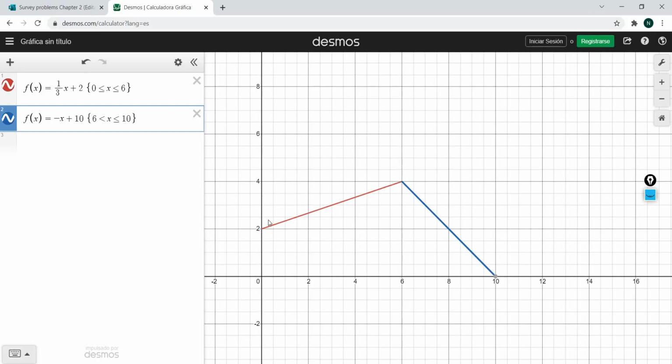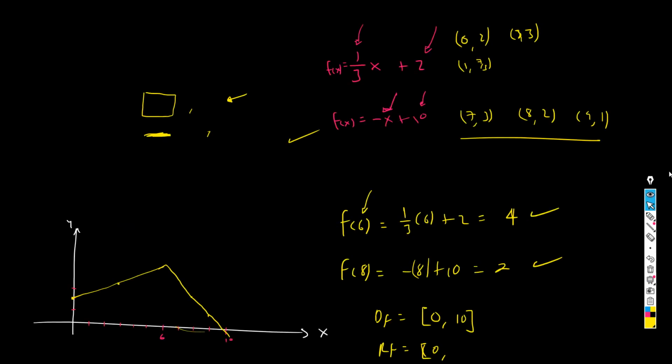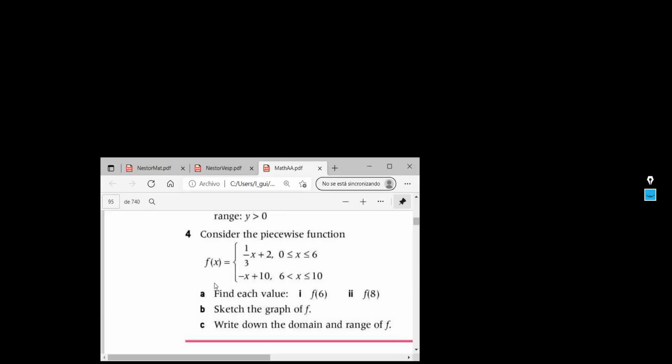So, okay, this is the graph of this piecewise function. It goes from 0 to 10 in the domain, and it goes from 0 to 4 in the range. Can you see? It doesn't go beyond 4. It doesn't go upwards. It just goes from 0 to 4. So that's the range. The range is from 0 to 4. And that completes this exercise, I believe.